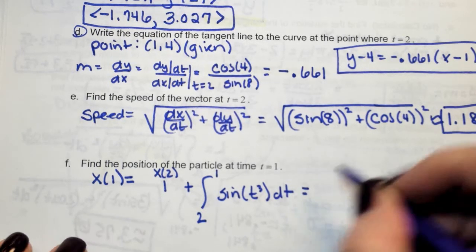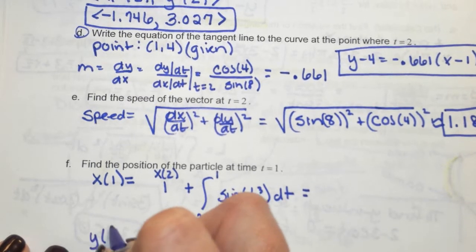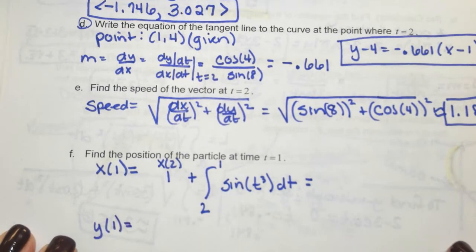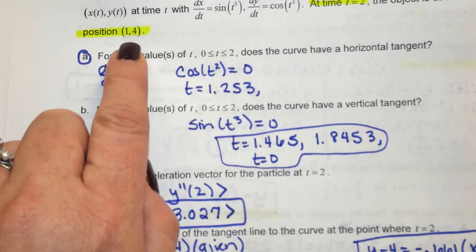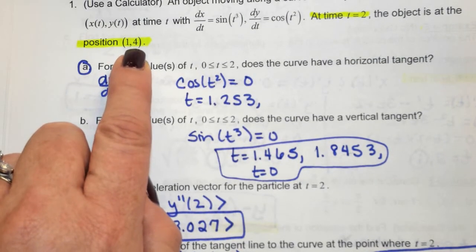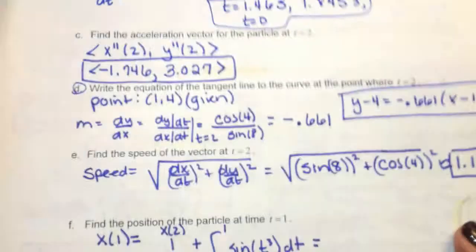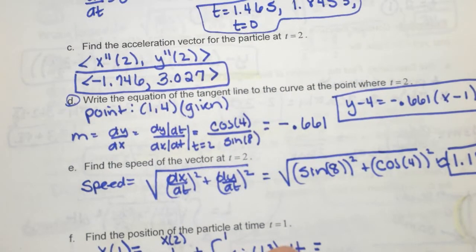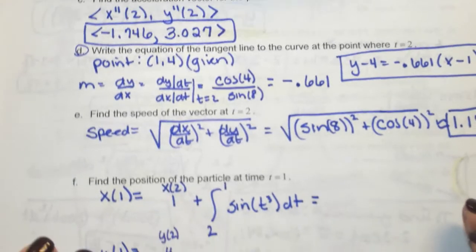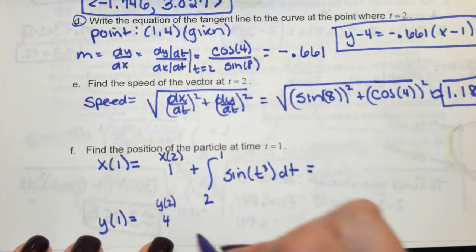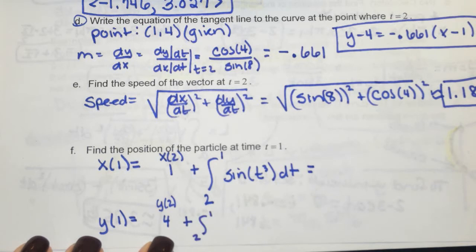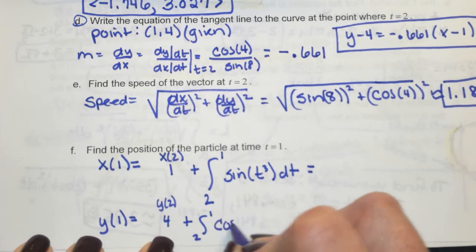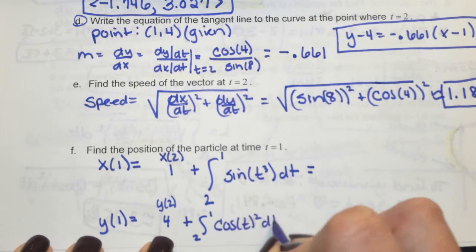So then, to find my vertical component, to find y of 1, again, what is the position of the object at t equals 2? The vertical component is going to be what? 4. So then y of 2 is equal to 4. So I have to take 4 and add it again to my bounds from 2 to 1. And I have to integrate dy/dt, which is given to me as cosine of t squared dt.